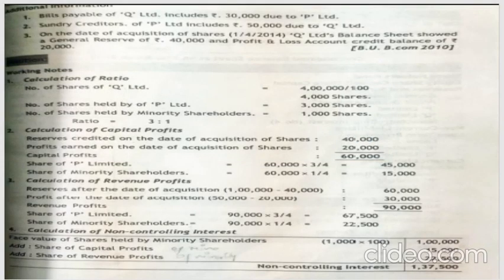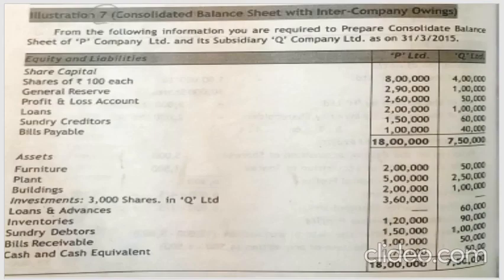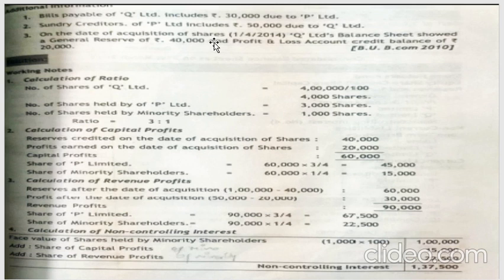Bills payable of Q Limited includes 30,000 due to P Limited. So what is the bills payable of Q Limited? The Q Limited bills payable is 40,000. So 40,000 is the bills payable of Q Limited, out of which 30,000 is to be paid to P. So it is an intercompany owing.